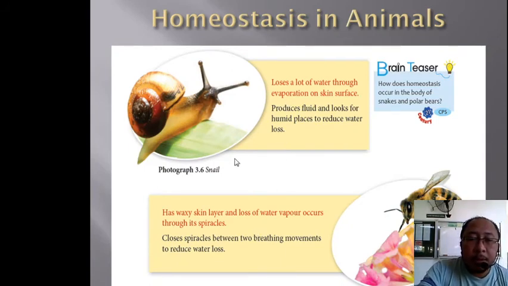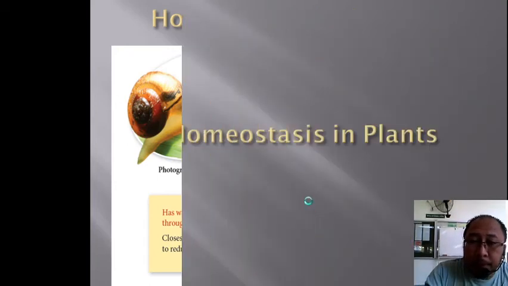Another example, for snail: it loses a lot of water through evaporation on the skin surface, so it produces fluid and looks for humid places to reduce water loss. For bees, they have a waxy skin layer, and loss of water vapor occurs through its spiracles. It closes the spiracle between two breathing movements to reduce water loss. So this is among the corrective mechanisms that happen in several animals.